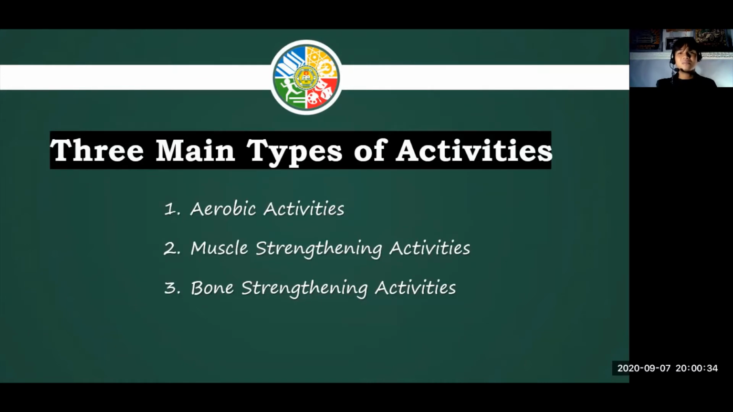The second one is the muscle strengthening activities. From the word itself, this refers to any activity that can strengthen or empower our muscles, such as boxing or weightlifting. The last one is the bone strengthening activities. From the word itself, these are activities that can strengthen our bones. Actually, class, muscle strengthening and bone strengthening have similar activities because the muscle is attached to the bone. Meaning to say, if you want to develop your muscle, your bone automatically develops too.